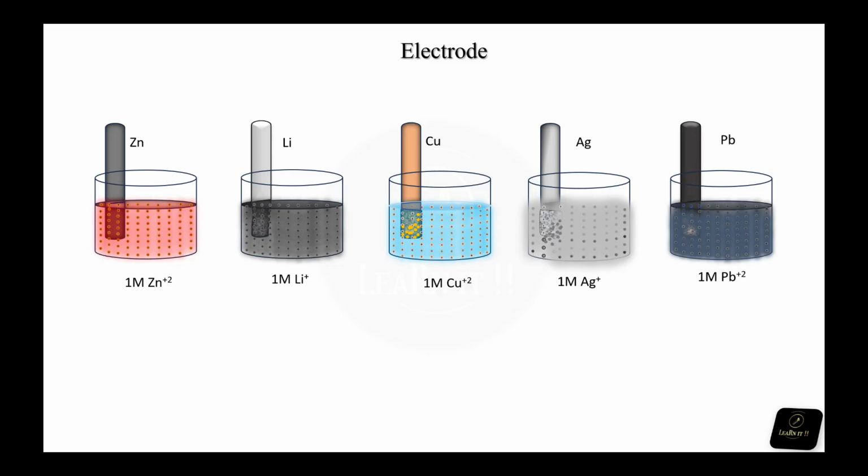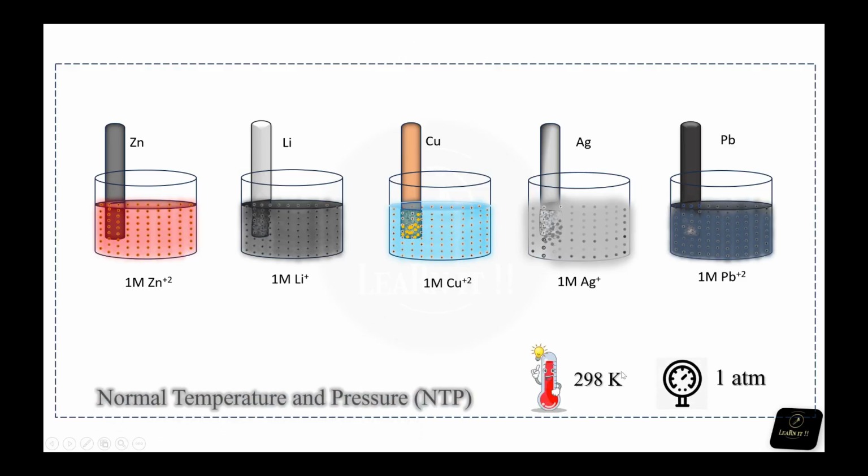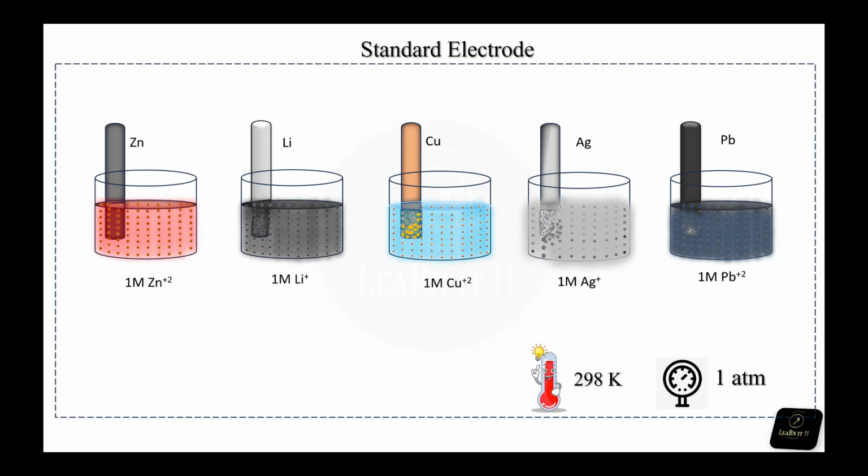And when we maintain the temperature of the surroundings at 298 Kelvin and the pressure at 1 atmosphere, this condition is called normal temperature and pressure. When we maintain it, all these are called standard electrodes because we have established a standard condition.